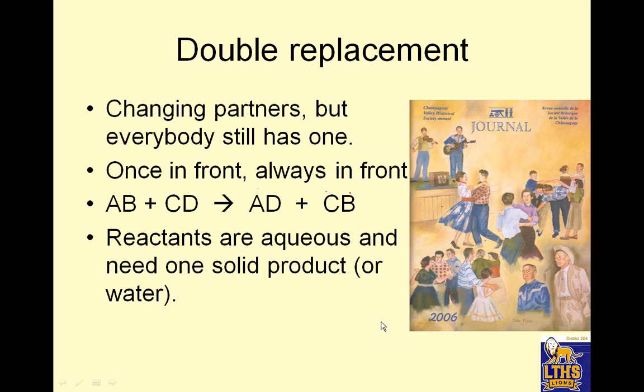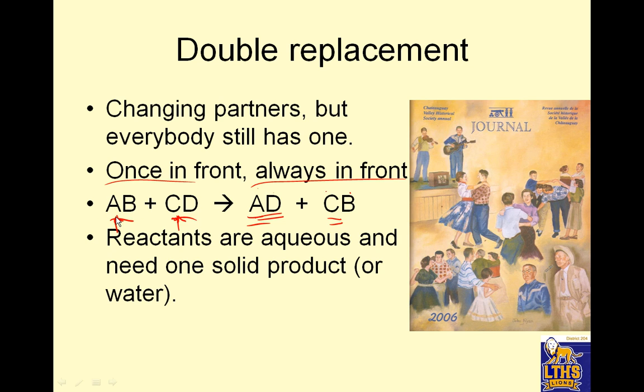We'll do it. Okay, double replacement is like soap opera chemistry, square dance chemistry, changing partners, but everybody still has one. And then remember this, once in front, always in front. So there's AB compound, CD compound. A and C do the switcheroo. So that A is with D, oh look, and C is with B. But once it's in front, if it's in front in the reactants, it can only be in front in the products, okay? Because they represent ionic compounds, and they have to go with cations, have to go with anions.